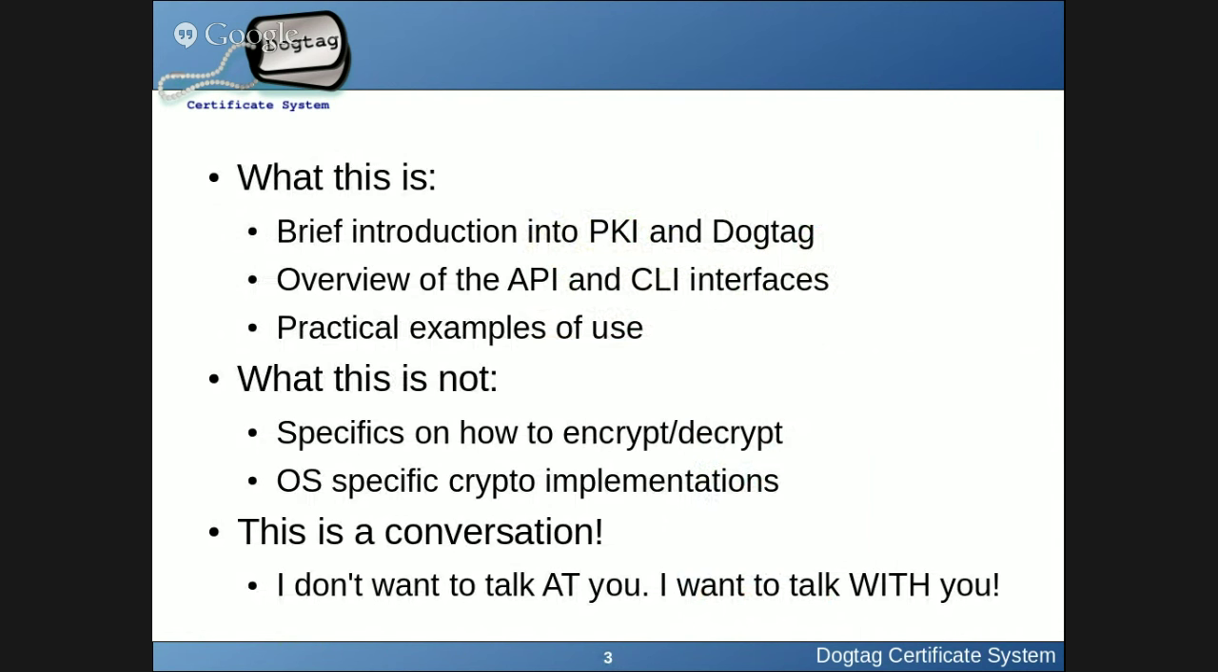Just to set some expectations here in the beginning, this is a brief introduction into PKI and Dogtag. It's an overview of the API and CLI interfaces that are relatively new in Dogtag. They are tools that are going to help you facilitate your certificate lifecycle management and profile management and things like that in your PKI environment. And some practical examples. I could spend all day going through examples of things that you can do in Dogtag, but today we're primarily going to focus on the CA.